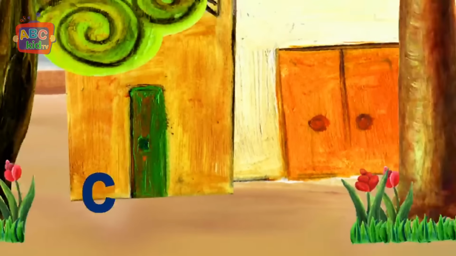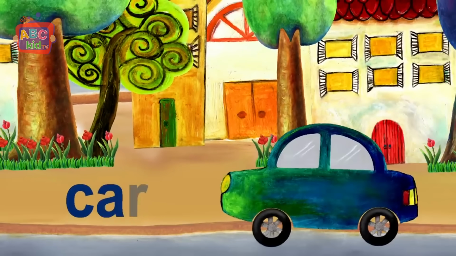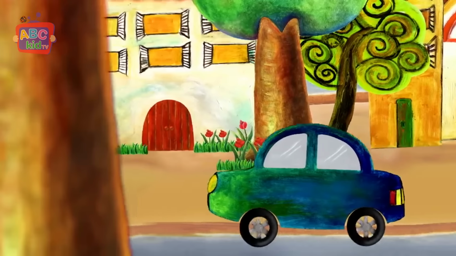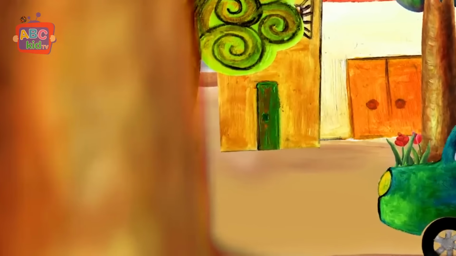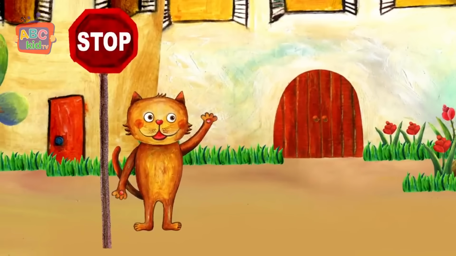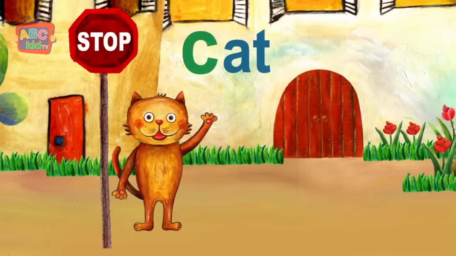The next letter is Q. Next comes the letter C. C. C is for car. Let's see who's waiting for the car. It's a cat. Cat starts with C.